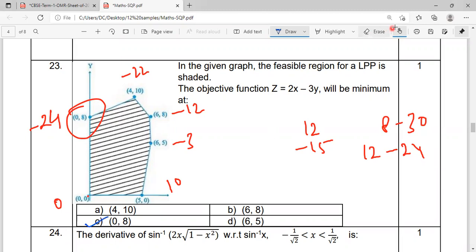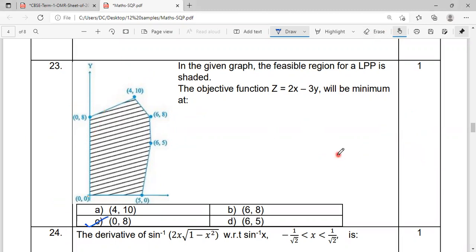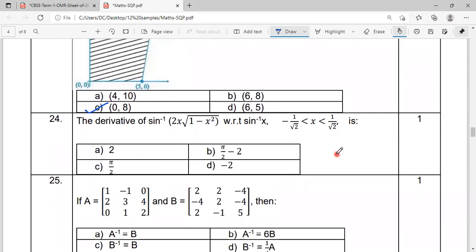All right. And remember, we have to answer only 16. Don't answer all the questions. There is no credit for extra questions.